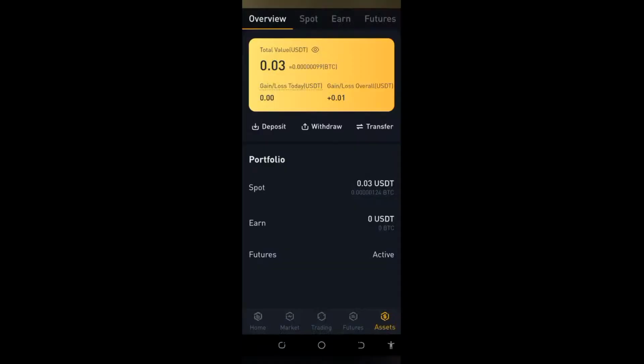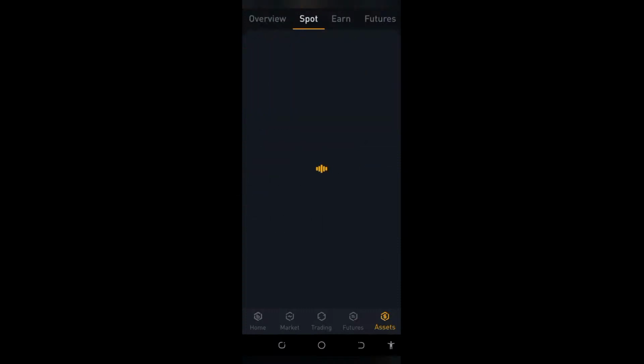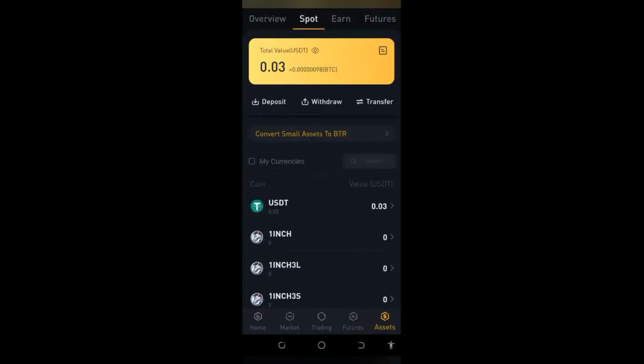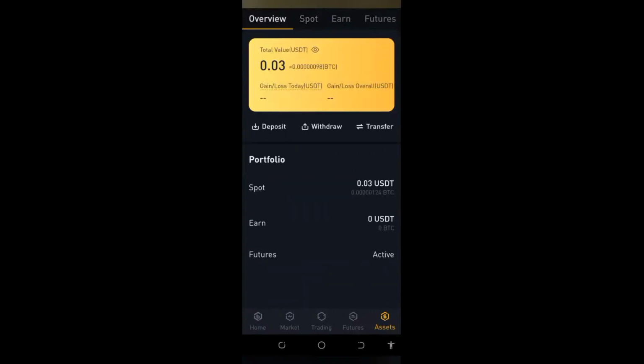All right, I'm already in Bybit and it hasn't arrived yet. So let me just refresh. As you can see here, I've got 0.03 USDT. That's a really, really tiny amount of money. So let's see how this goes. And spot is just 3 cents. Okay, and then nothing else. So let's keep our fingers crossed.